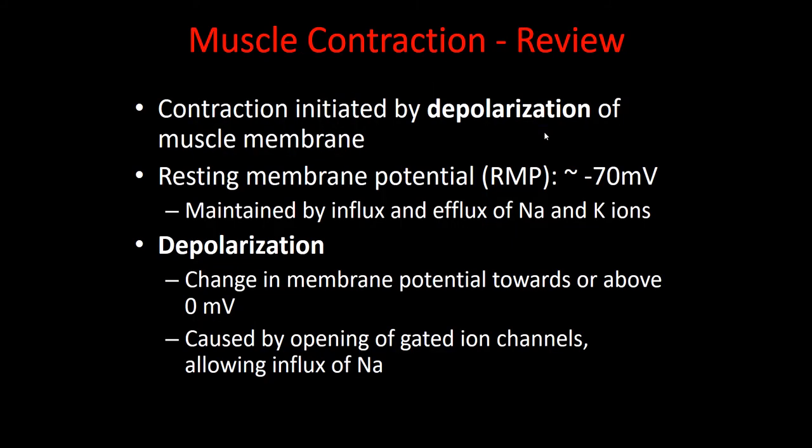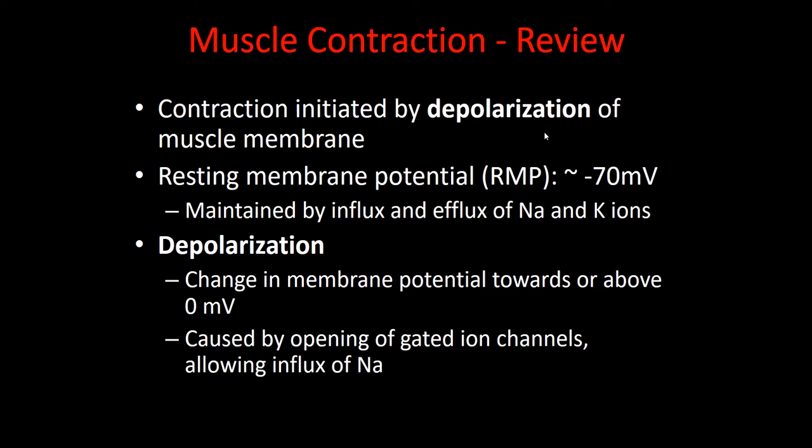But before we get to the new stuff, I just want to briefly review how muscle works. You have to remember, start with our resting membrane potential. It's about negative 70 millivolts. We get sodium influxing, potassium effluxing going out, and that sets this resting value. Before we can have an actual contraction, a shortening of the muscle, whether it's skeletal, cardiac, or smooth muscle, we have to have a change in that membrane potential, which we do by opening and closing the ion channels for sodium and potassium.